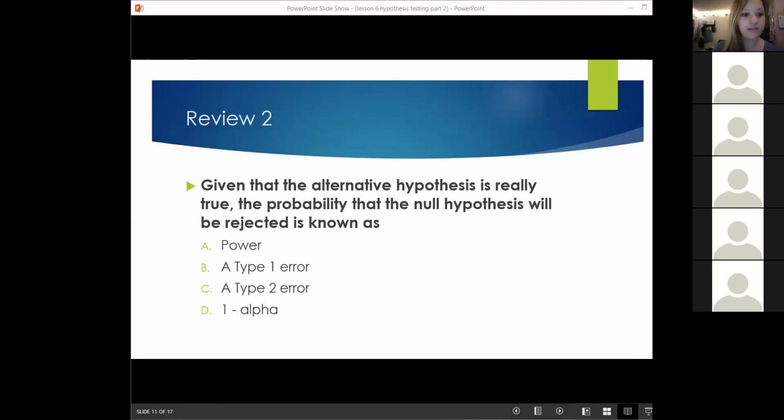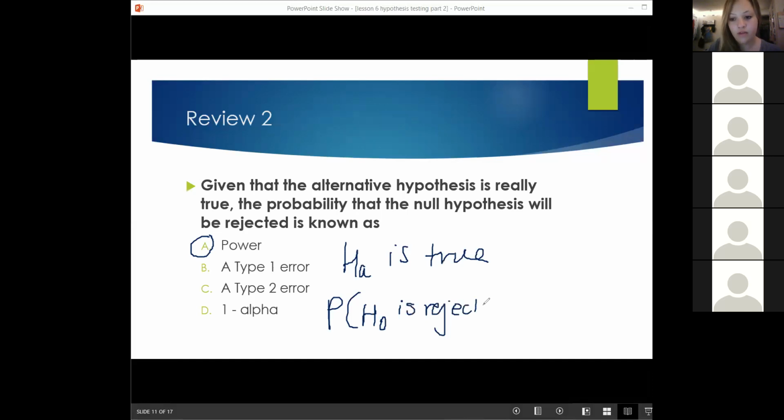Good job, guys. So this answer is definitely A. This is basically the definition of what power is. We're saying the alternative is true, so we're looking at the probability that our null is rejected. Remember that all of this is our 1 minus beta, and beta is our probability of a type 2 error. So good job, guys. You definitely understand that.